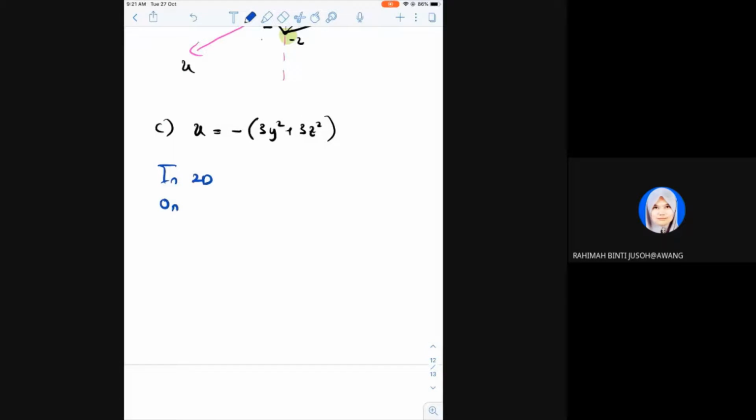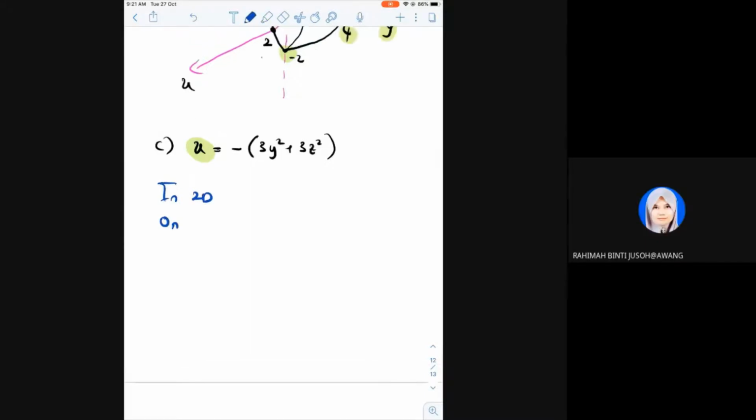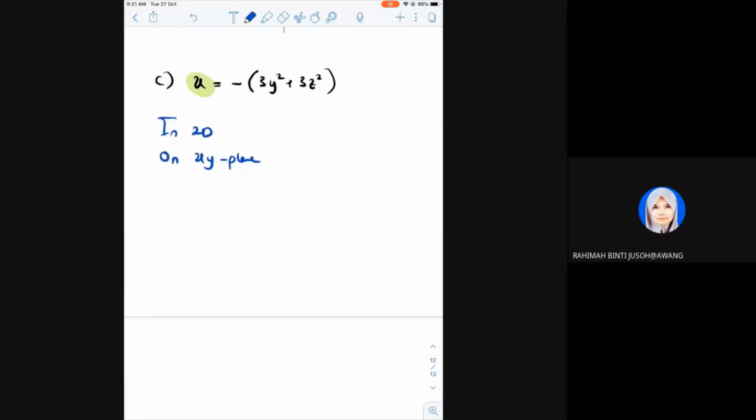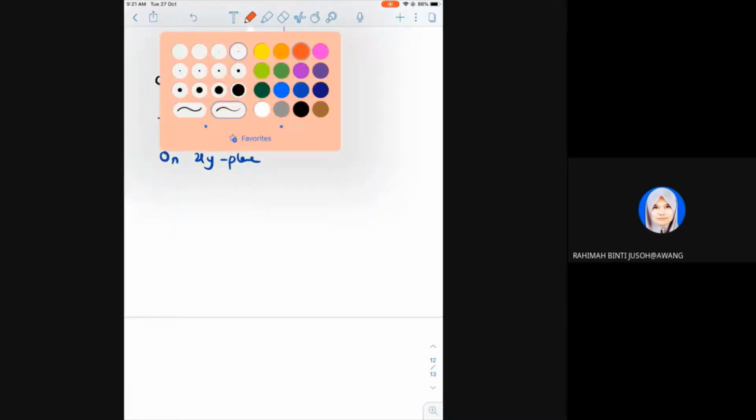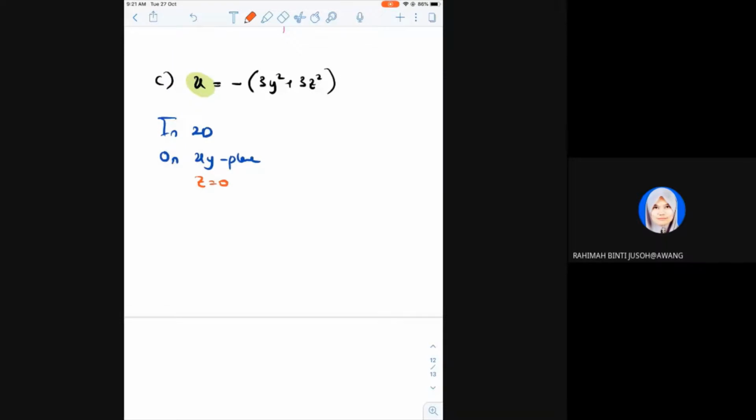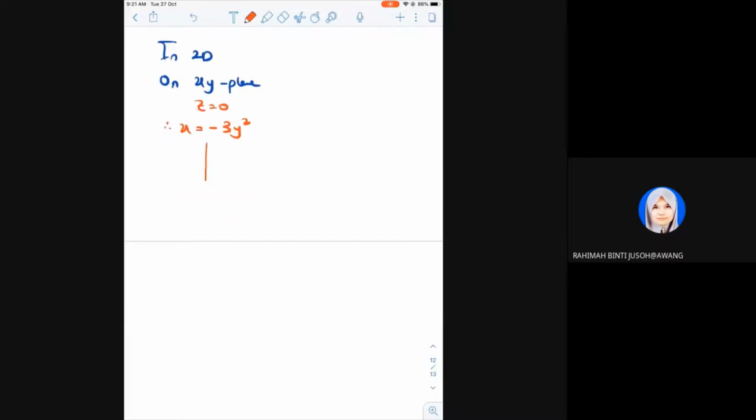Ni kan X sebagai subjek kan? Pasangkanlah dia. Sama ada you nak XY ke ataupun XZ. Nak XY, jom kita buat XY. XY plane, so apa yang zero? Z equals to zero. Okay, therefore X equals to negative 3Y squared. That's why saya kata senang tadi tu.